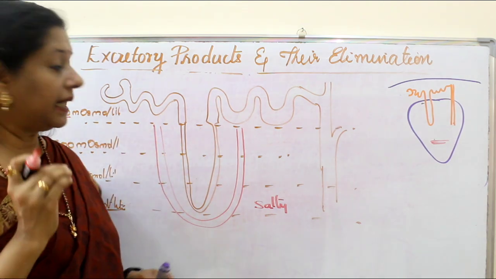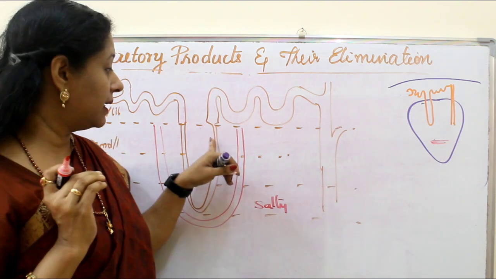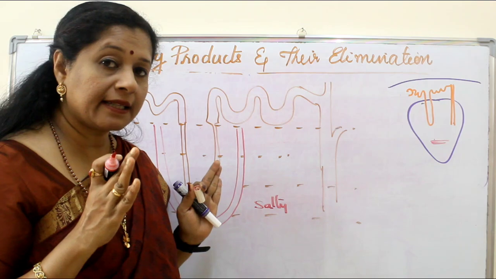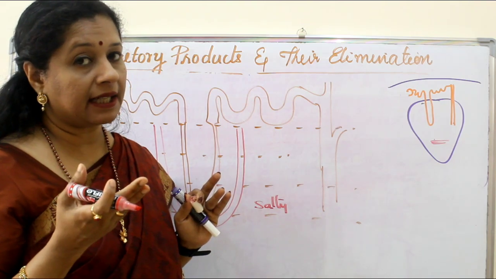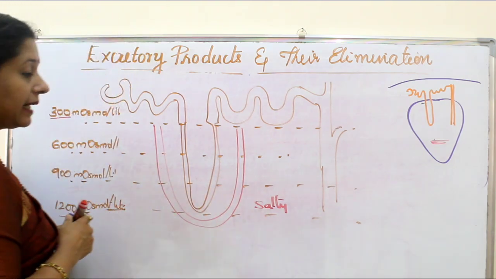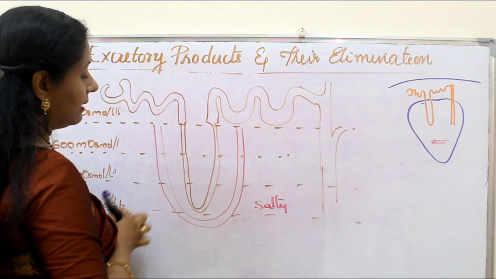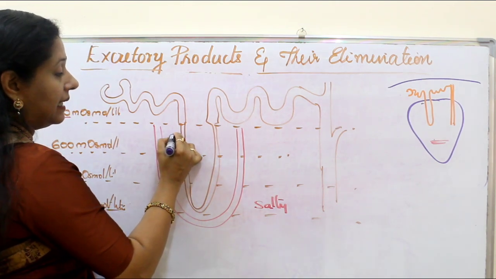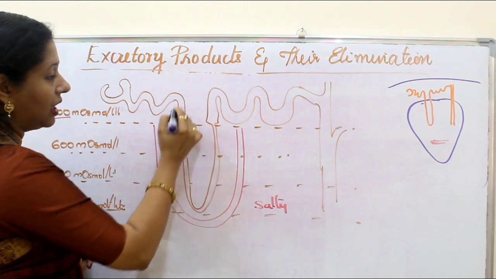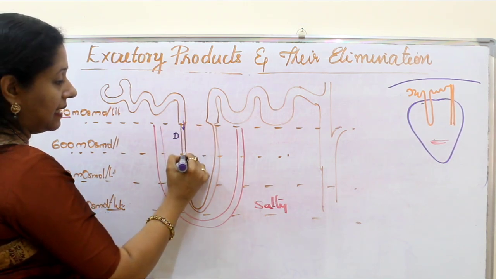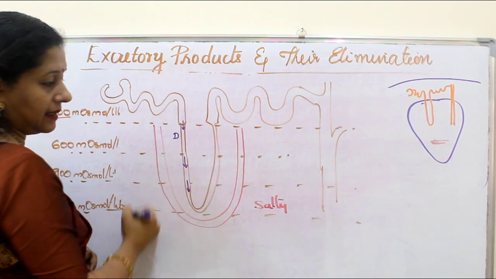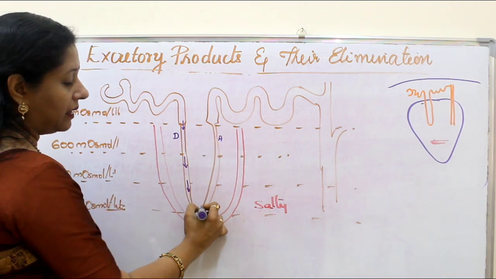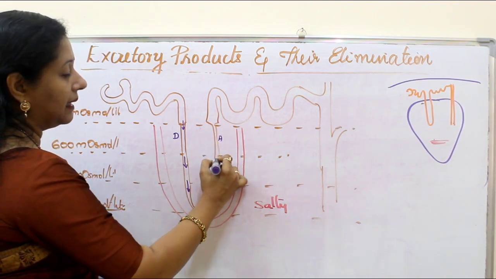This is maintained mainly by two loops. One is the loop of Henle, second is the vasa recta. Remember, the loop of Henle is a part of the nephron, the vasa recta is a part of the blood vessel, the peritubular capillaries. Now we have two limbs of this. This is the descending limb because it is coming down. So the filtrate from the PCT is flowing down in this, right? This is the ascending limb. Ascending means the filtrate is now moving up in this.